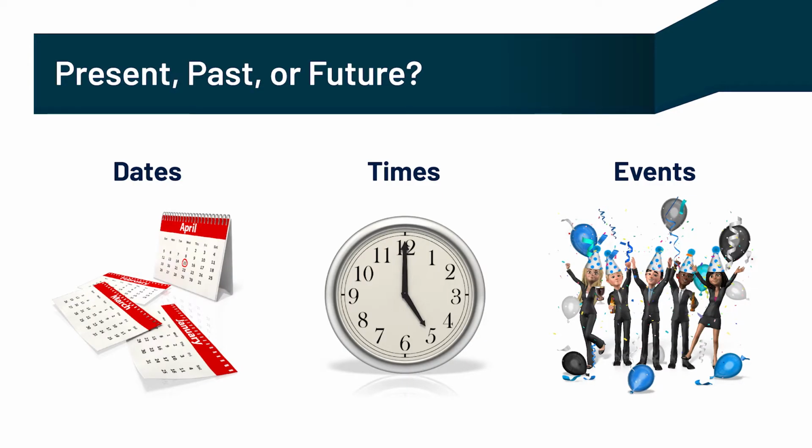Keeping track of dates, times, and events is very important for everyone. And the way we talk about plans and activities requires us to use verbs in the correct tenses so that people will know if something is going on in the present time, or if it has happened in the past, or if it will happen in the future.